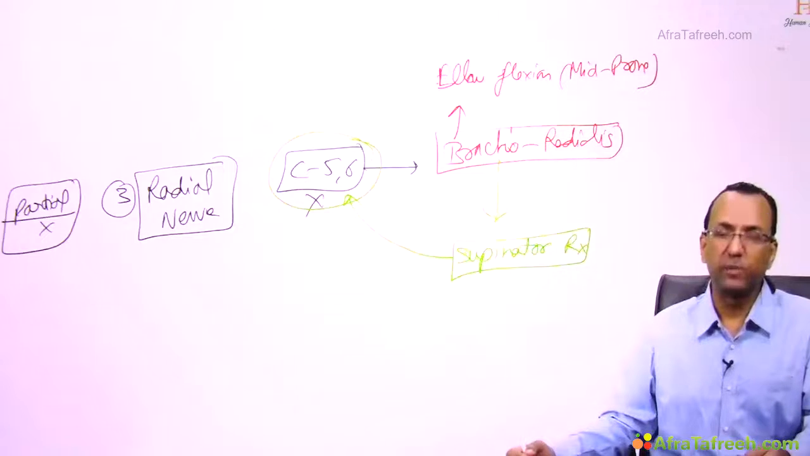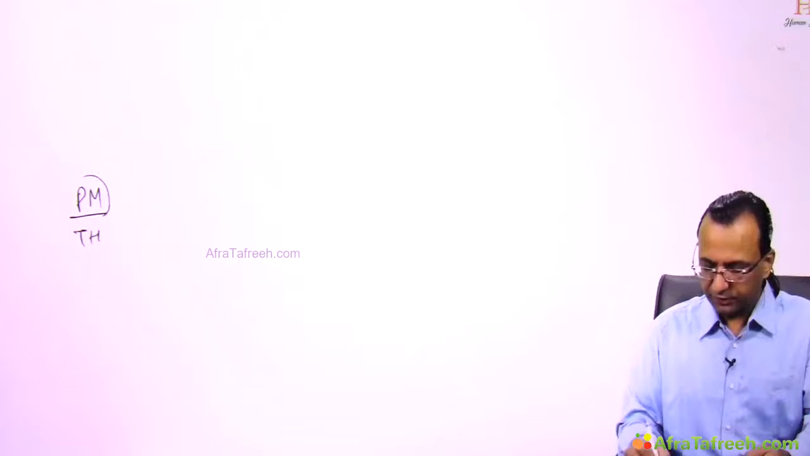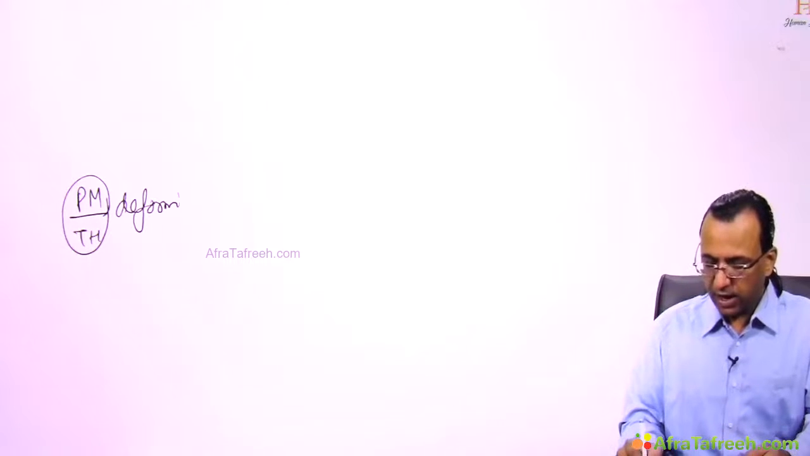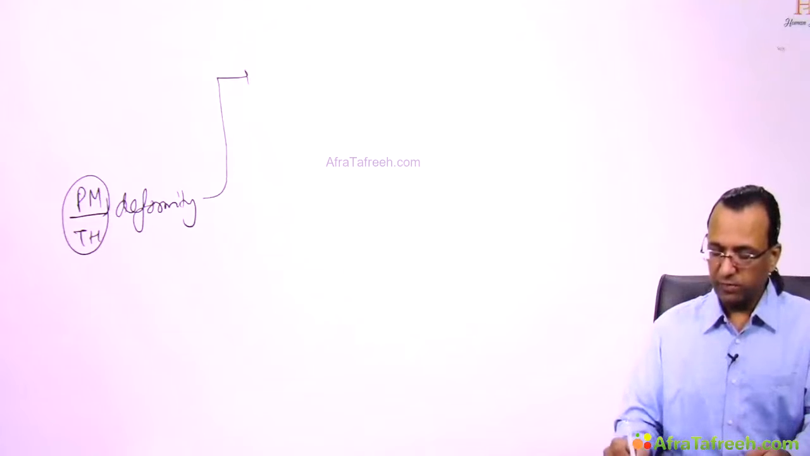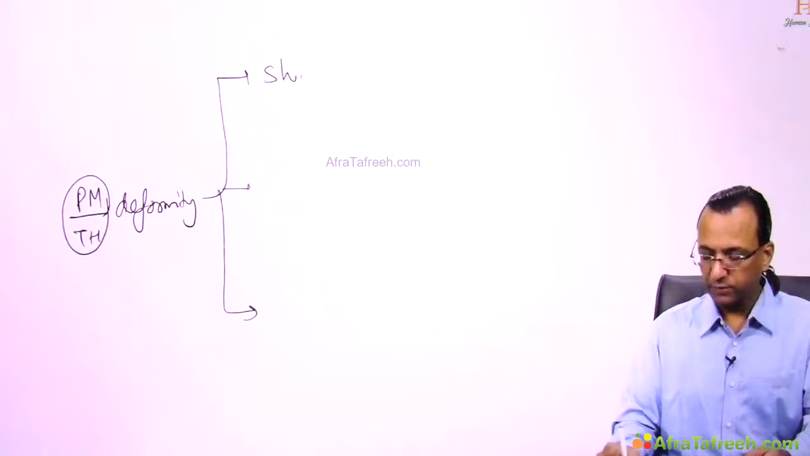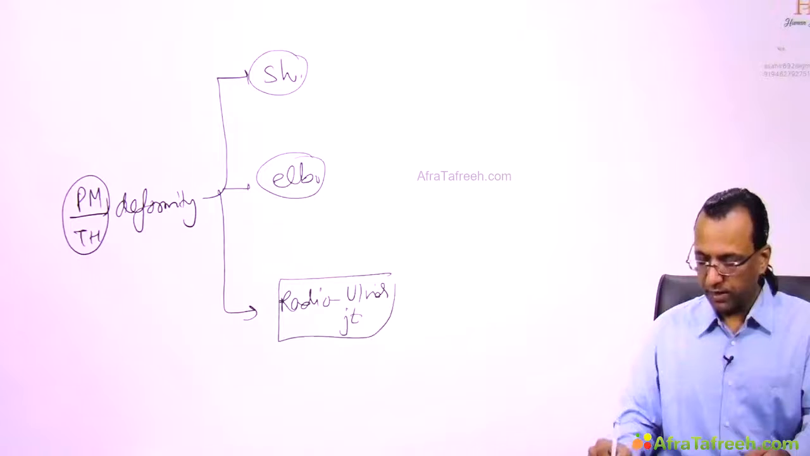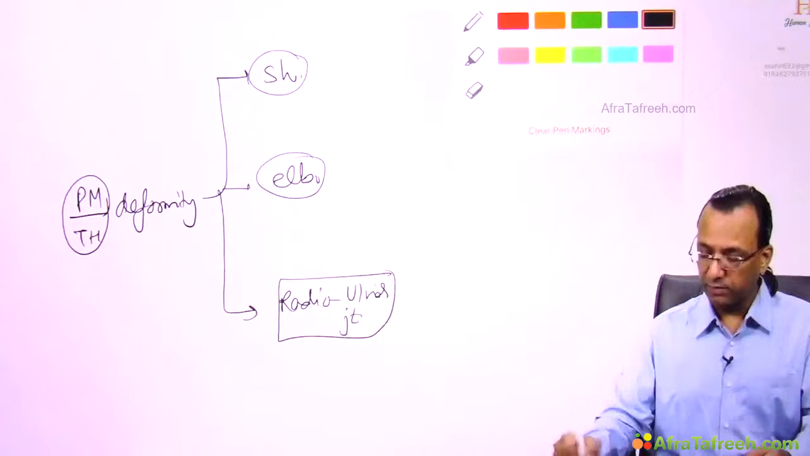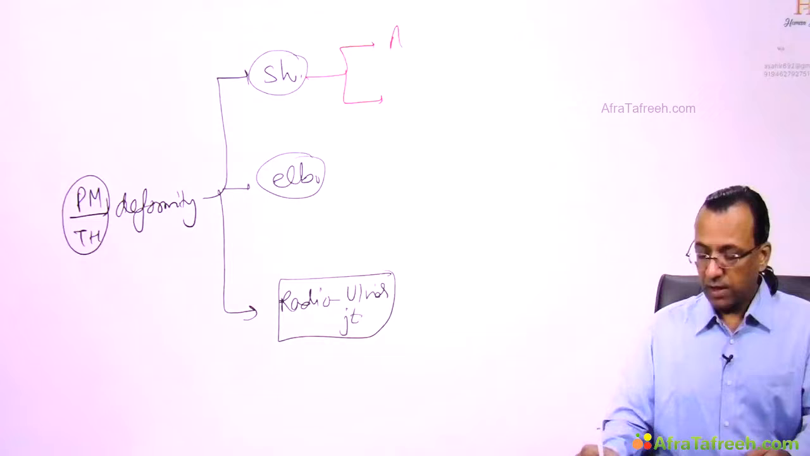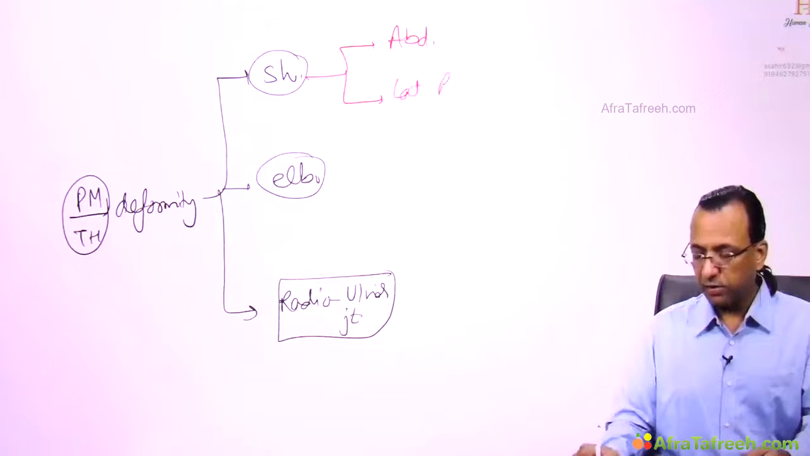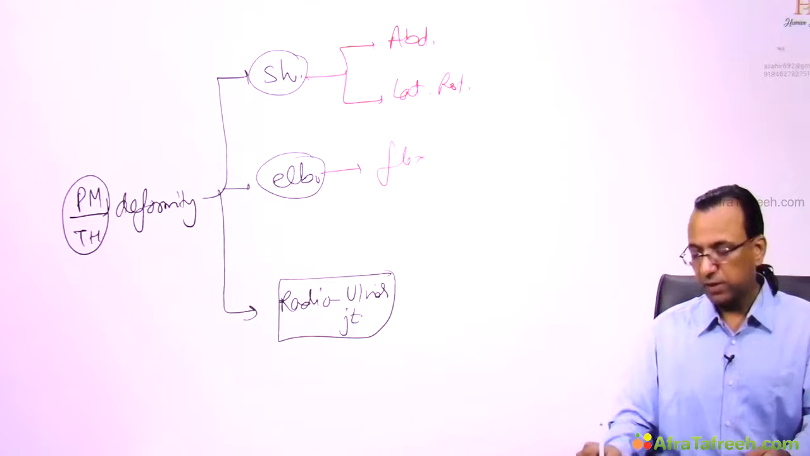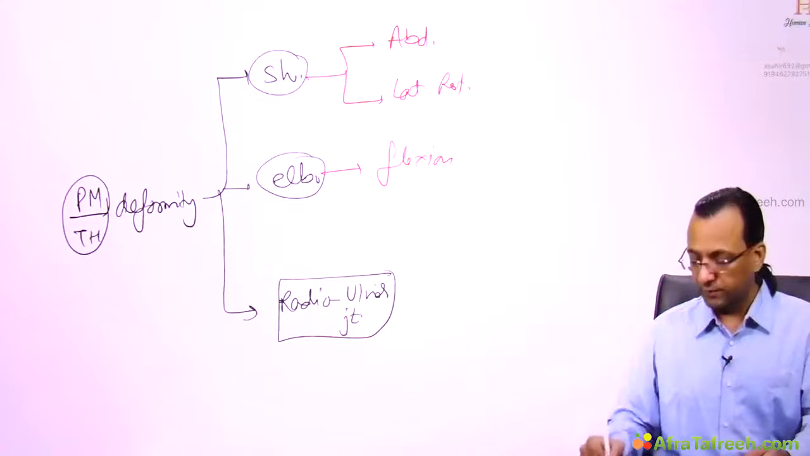Let us discuss the deformity. In Erb's palsy, there is policeman tip hand deformity, which can be explained at 3 joints. And what are the 3 joints involved? There is a problem at the shoulder joint, at the elbow joint, and also at the radio-ulnar joint. What is the problem at the shoulder? Abduction and lateral rotation. At the elbow, there is a problem of flexion, and at the radio-ulnar joint, there is a problem of supination.